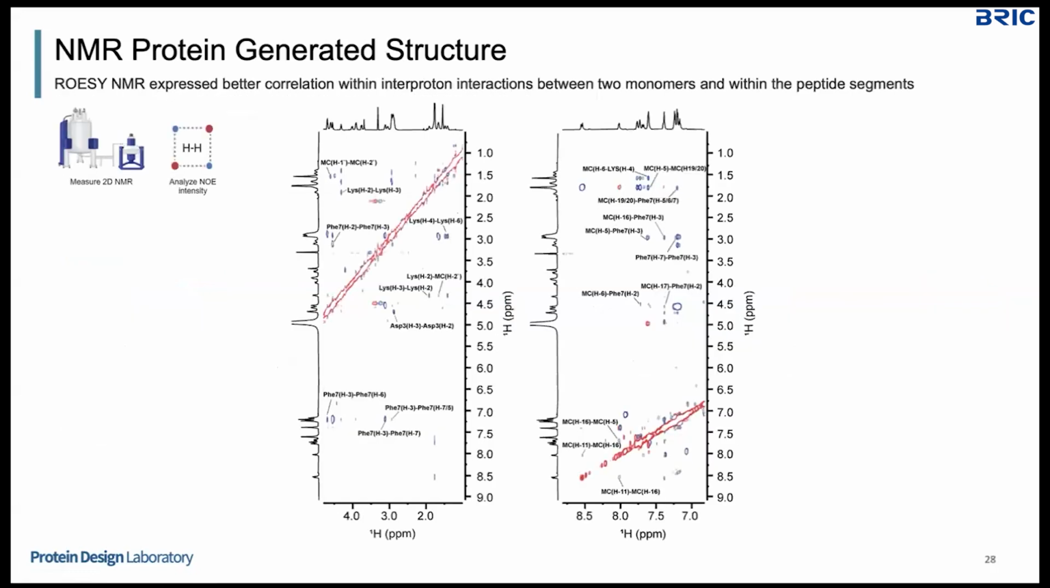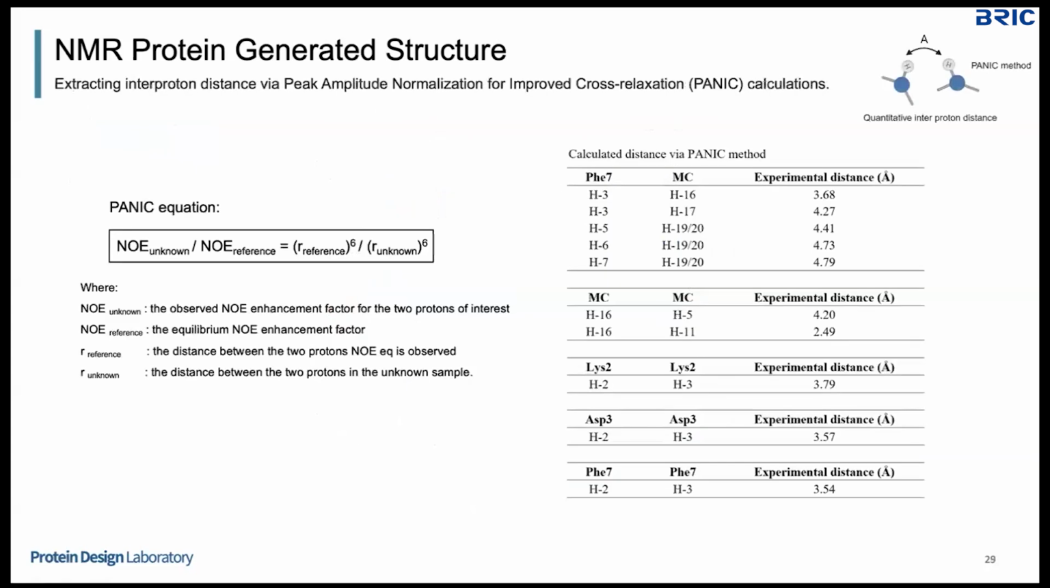The first step of that process was measuring ROESY NMR. From measuring ROESY NMR, we were able to identify the positions that we wanted to calculate the distance from. After that, we used the PANIC method. Basically, we exported the 1D ROESY from the 2D ROESY, and we calculated the NOE trajectories with it. We were able to get the distances between the positions, or hydrogens, that we wanted.